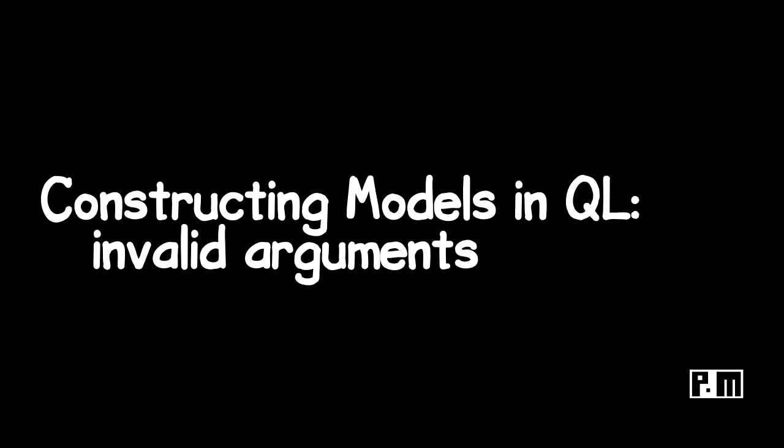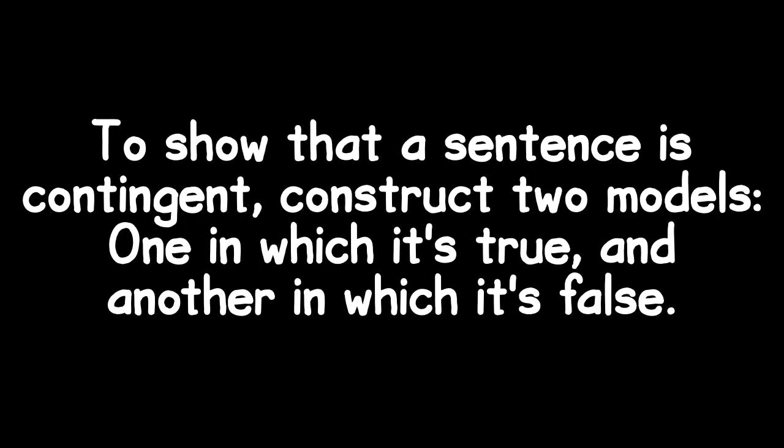In this video, we'll talk about constructing models in QL to show that arguments are invalid. In the last video, we learned how to show that a sentence is contingent. Namely, construct two models, one in which it's true and another in which it's false. But what about arguments? Recall that the property that interests us for an argument is whether it's valid or invalid.